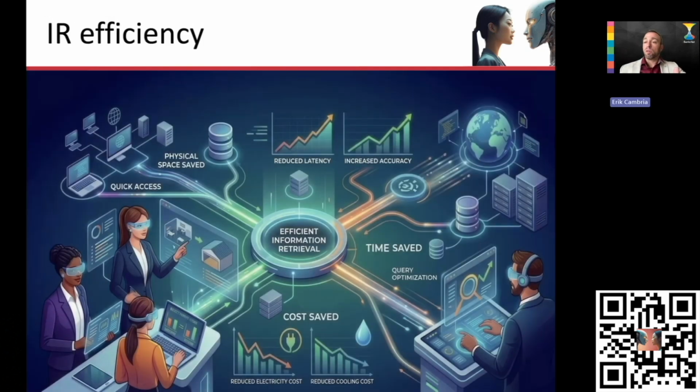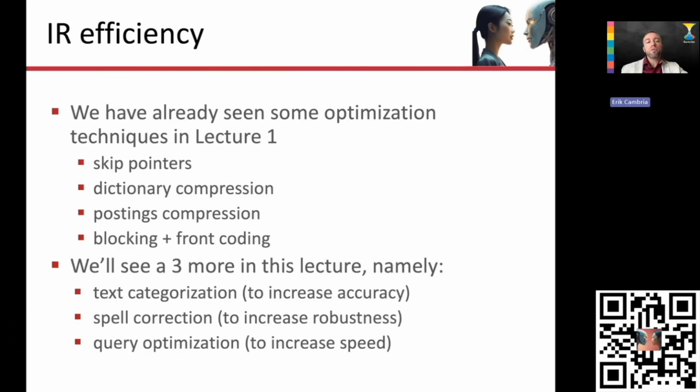But okay, what is efficiency in the context of information retrieval? It can be efficiency in terms of speed, first of all. How long does it take for me to answer a user query? How much does it cost me to maintain and host my information retrieval system, and so on. We've actually talked a bit about efficiency already in lecture one. Remember, we talked about skip pointers, dictionary and posting compression, blocking, front coding.